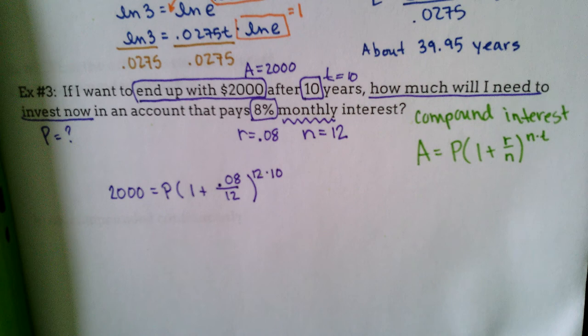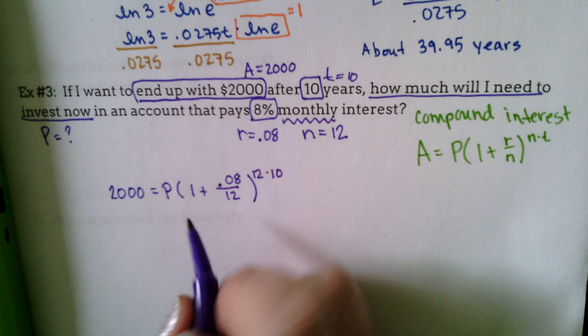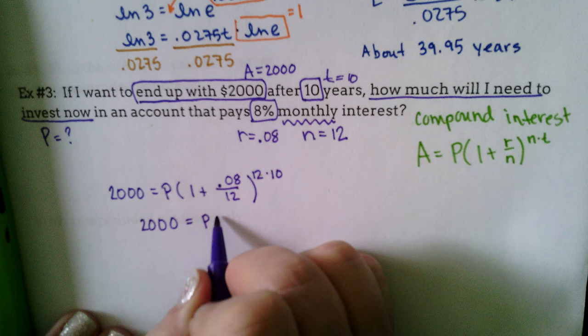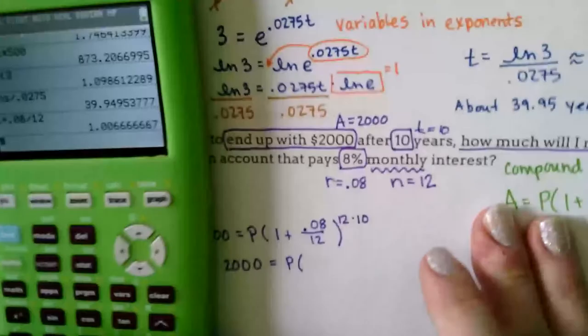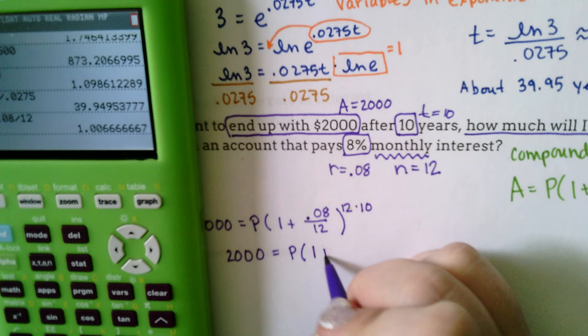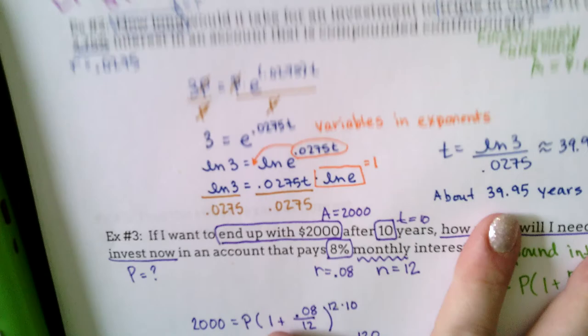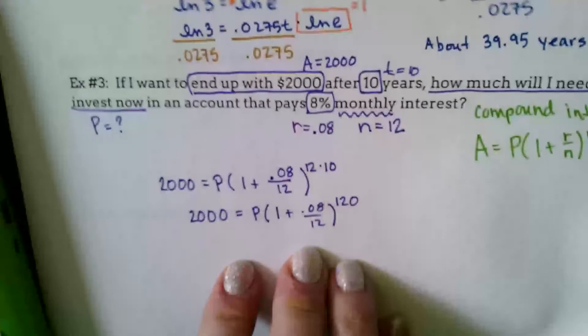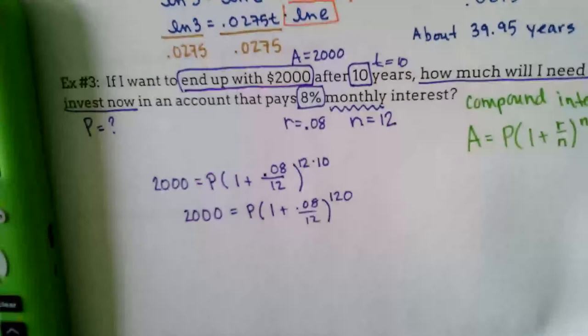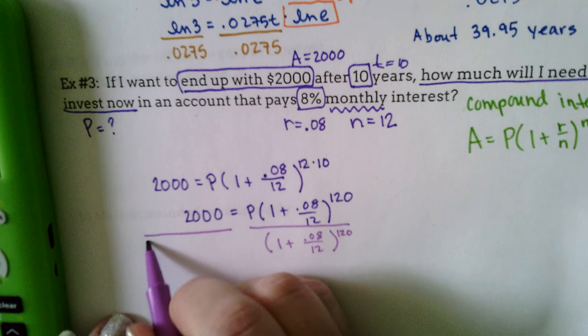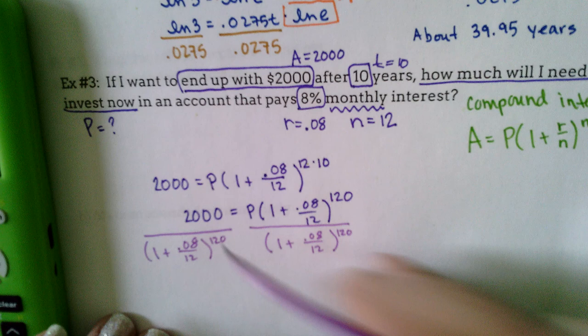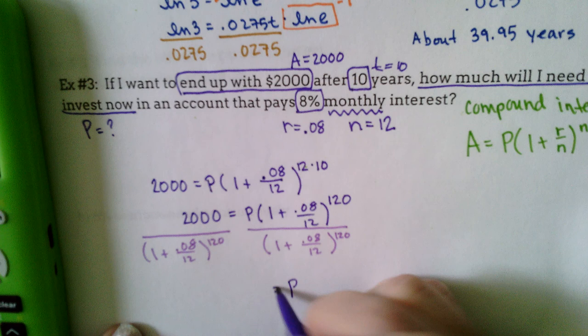So, I can kind of write down some stuff here. Let's see if that comes out nicely. 1 plus 0.08 divided by 12. Oof, it does not. Unfortunately. So we'll just leave it like that. I can replace that exponent with 120, I guess. So what I'll want to do is divide both sides by that parenthesis. So I'm going to go ahead and divide both sides by this giant parenthesis, 1 plus 0.08 divided by 12 to the power of 120. And so the exact value for P will be 2,000 over this whole mess.